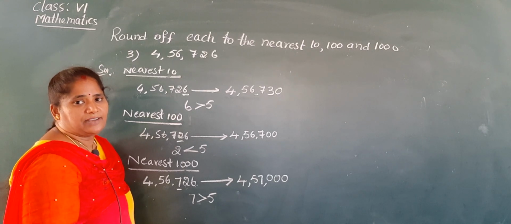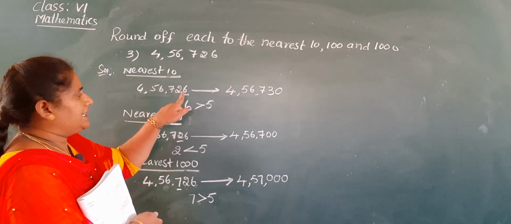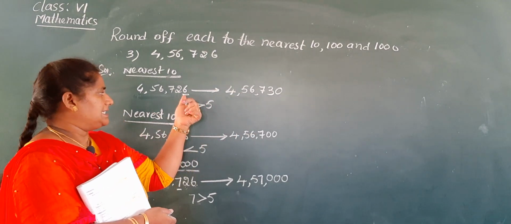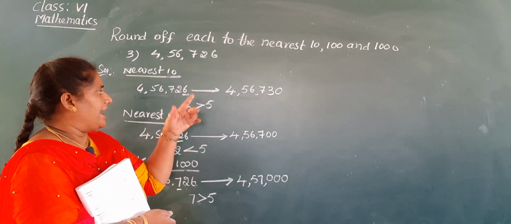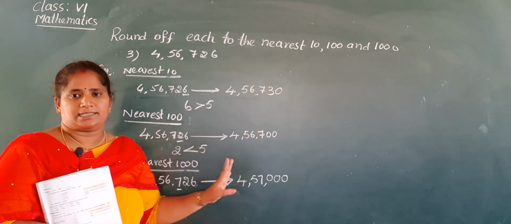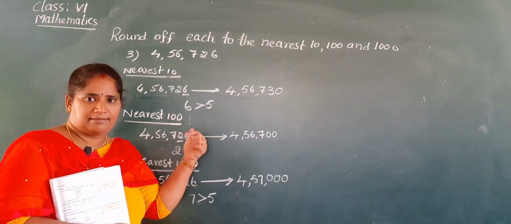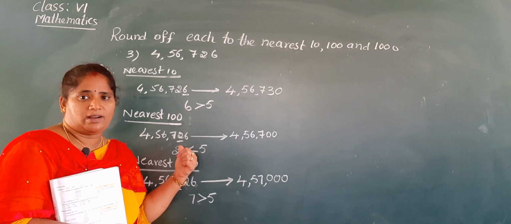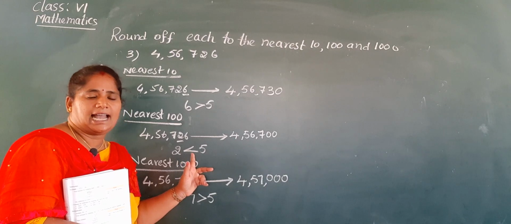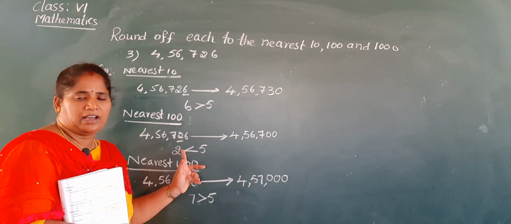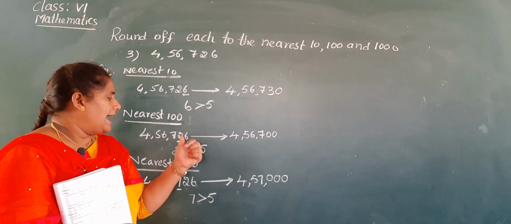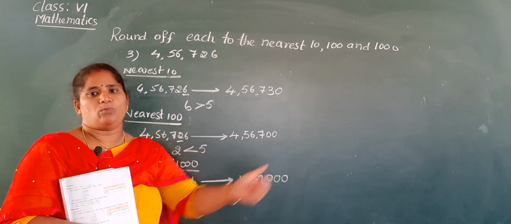Don't get confused. If they are asking nearest to 10, see the digit in the ones place. If it is less than 5, we will write the same digits. Here it is less than 5. Sorry, it is greater than 5. So add 1 to the tens place. 2 plus 1 is 3, and keep 0 in the ones place. Okay? Next, nearest to 100. They are asking to round off to the nearest 100. Just look at the digit in the tens place, and if it is less than 5, as here, less than 5 means there is no change in the hundreds. We will write the same in the hundreds place and keep zeros in the tens and ones places.